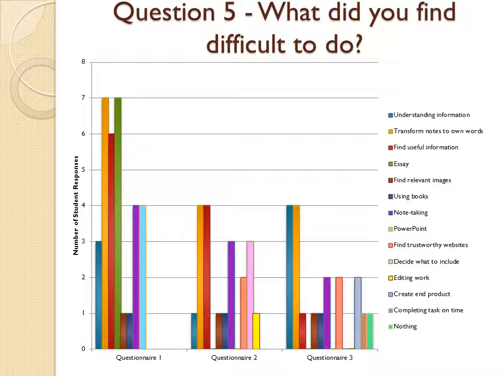A worrying result, however, was the number of students who had difficulty understanding information. It varied from 3 students in questionnaire 1 to 1 student in questionnaire 2 and peaked at questionnaire 3 with 4 students. This could indicate that information literacy skills were not adequately addressed throughout the duration of the research project.